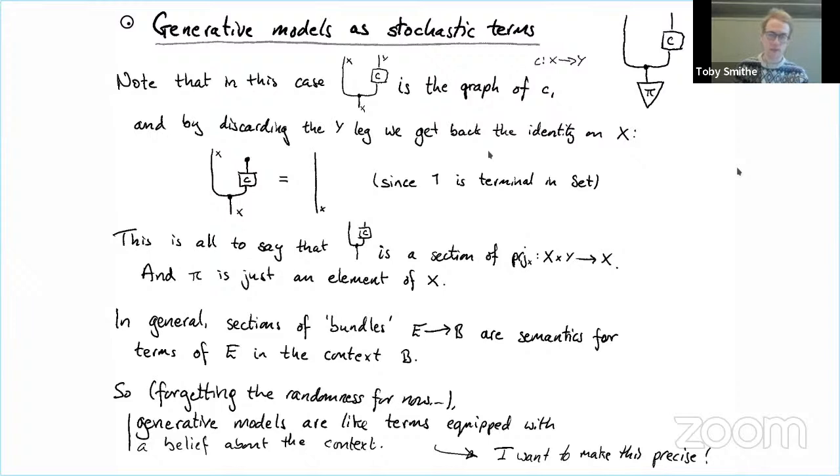in Set and in these copy-delete categories. They have to satisfy this rule that if we just discard this thing, because 1 is terminal in Set and C is deterministic, it's the same as not doing anything at all.